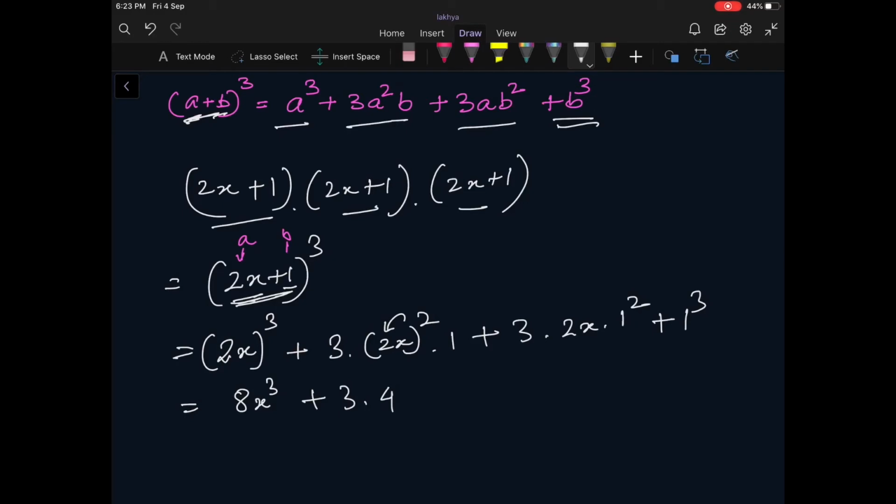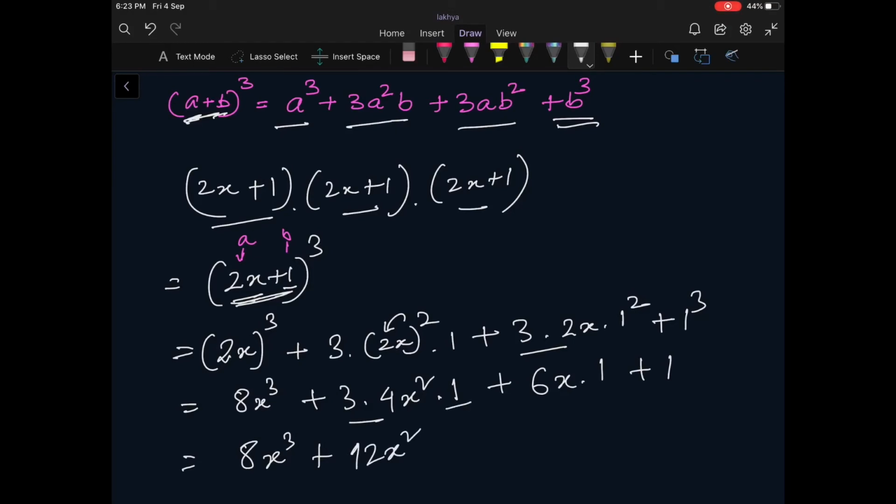So 2 cube is 8 and x cube is x cube. 3 into square of 2 is 4, square of x is x square, then into 1. Then 3 into 2, x into 1 square is 1, plus 1 cube is 1. So here it is 3 4s are 12 x square, 12 1s are 12, isn't it? So 6 1s are 6 into x, 6x plus 1. So that's how, in order to find such products, we can use this formula.